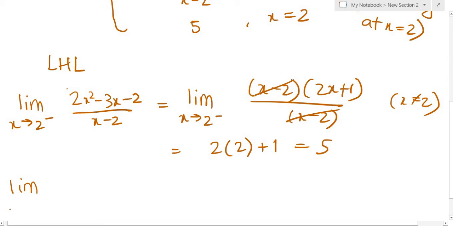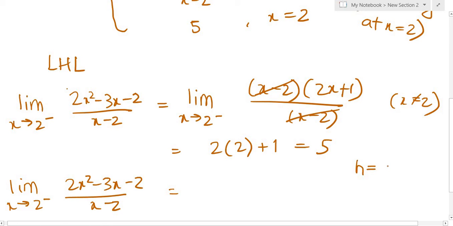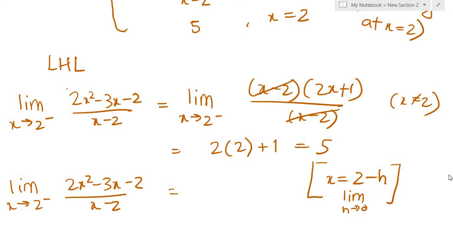Or you can start with what we did for the first method: 2x squared minus 3x minus 2 all over x minus 2. Since most of our identities were for when the variable tended to 0, I would like to use a similar method. So let x equal 2 minus h, and I would take the limit as h tends to 0. When h is really close to 0 and not at 0, this makes sense because we wanted x to tend to a value slightly less than 2. We can write the LHL this way.